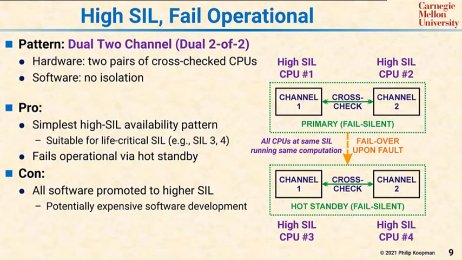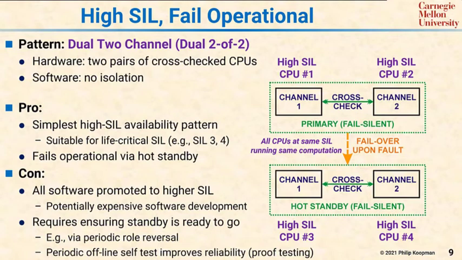The first one is that, as we've seen before, all the software has to be promoted to the highest SIL in the system, which is potentially expensive software development. Ensuring that this is actually fail operational requires ensuring that the standby is ready to go at all times. This can be accomplished with periodic role reversal of the primary and the standby switching places, say once a day, but also requires periodic offline self-test in the form of proof testing to make sure there are no latent faults that are missed during normal operation.